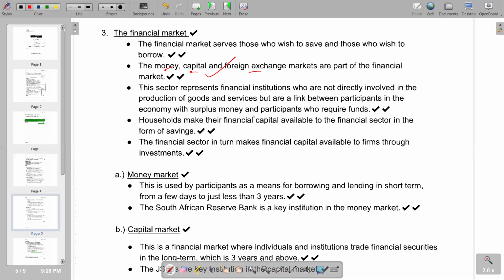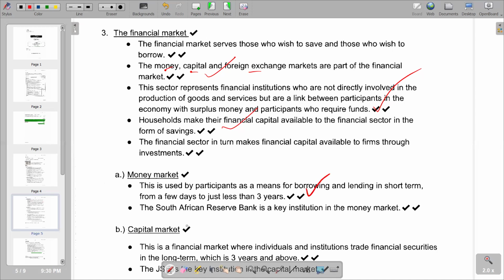Then the next point, this sector represents financial services, a link between participants in the economy and the surplus money. Households make their financial capital available to the financial sector in the form of savings. Then we go to the first subdivision under the financial market, the money market. This is used by participants as a means of borrowing and lending of short term funds, and short term is a period of less than 3 years.